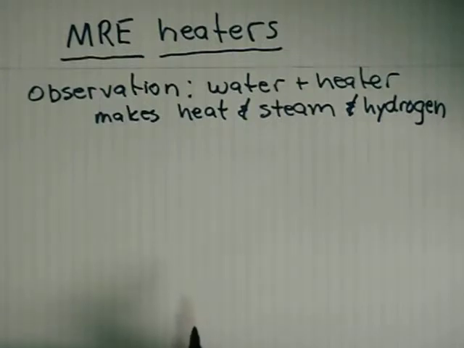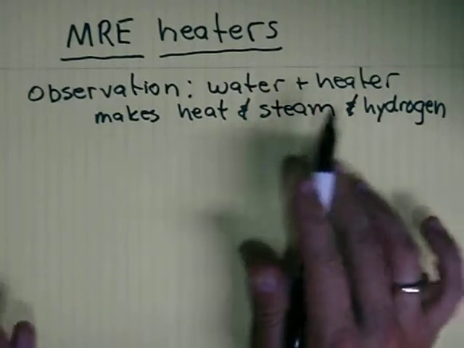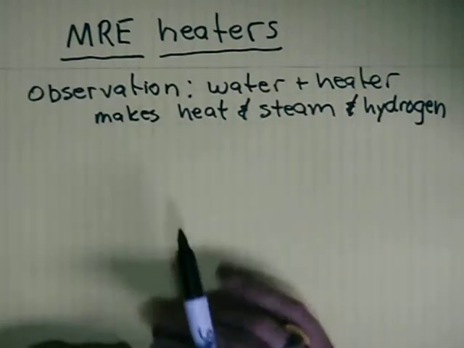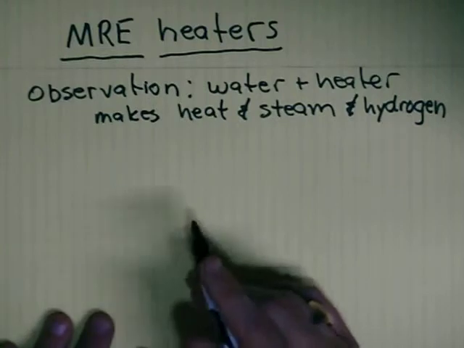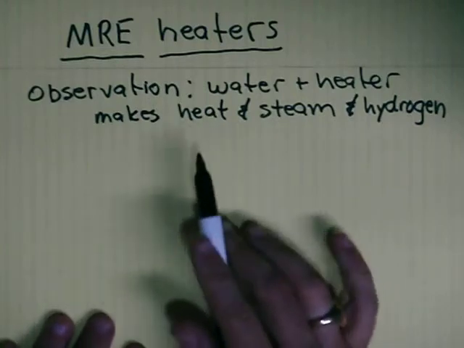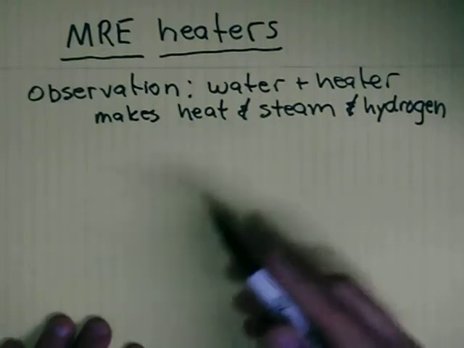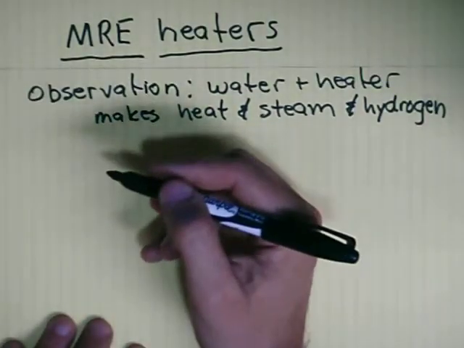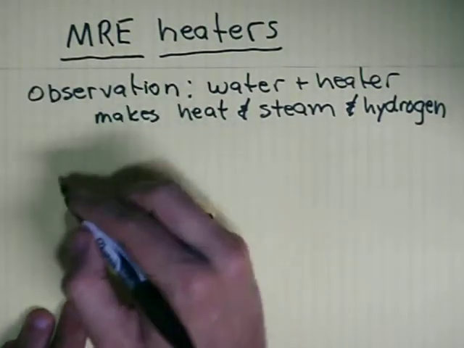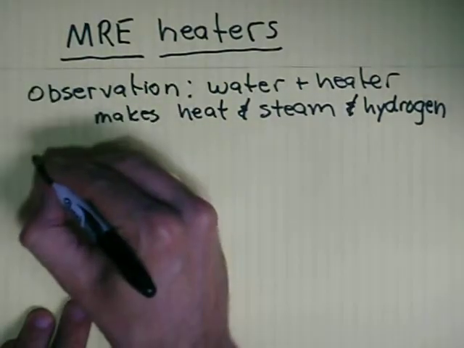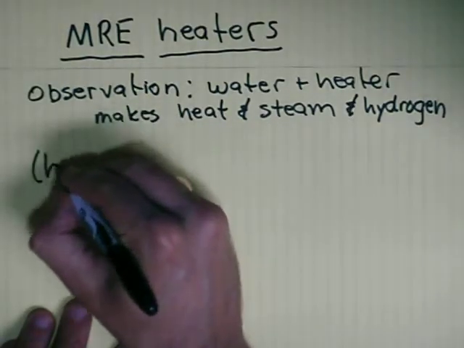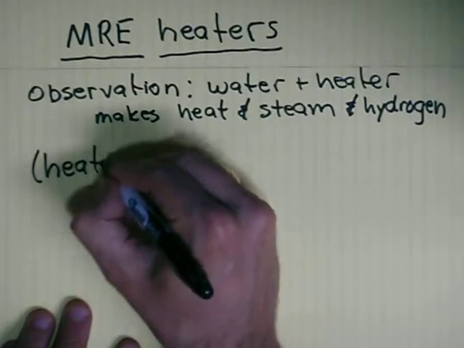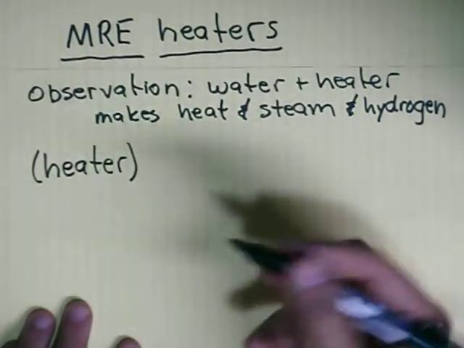So if we wanted to write this as a chemical reaction, because that's what's going on. You add two chemical entities together and there's a change. That's a pretty good indication of a chemical reaction. So what do we start off with at the very beginning? We've got the heater. Now what is that? I don't know. So right now we'll just say heater, and that's the chemical.